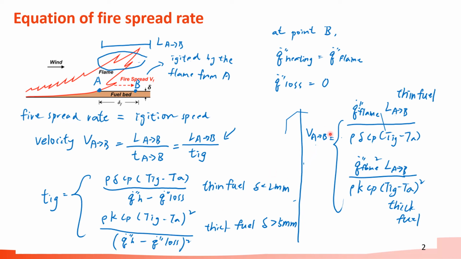After substituting the ignition time into the velocity equation, we can get these two equations. The upper one can be used to determine the thin fuel ignition velocity or the spreading speed, and the equation below is for the thick fuel to calculate the velocity of the fire, or the fire spread speed.